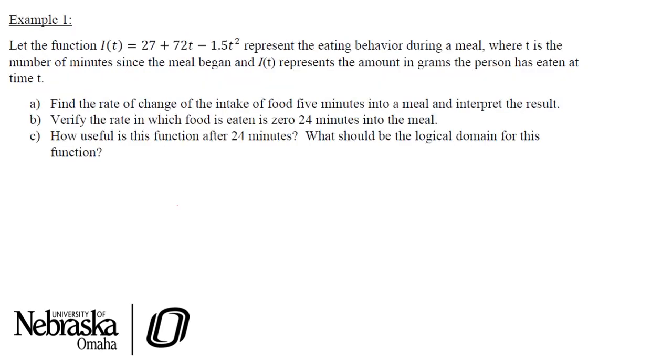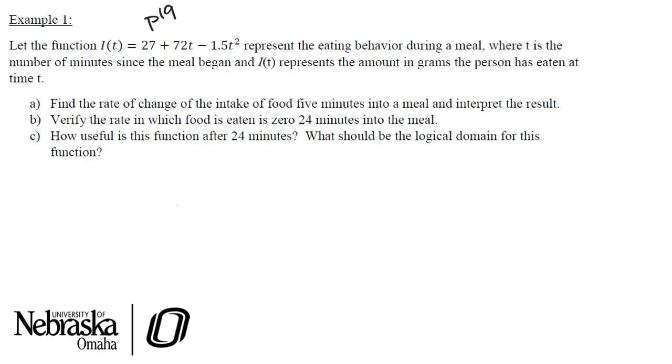So let's look at an example. We are on page 19 of your course notes, if I didn't mention that before. The function I of t equals 27 plus 72t minus 1.5t squared represents the eating behavior during a meal, where t is the number of minutes since the meal began, and I of t represents the amount in grams the person has eaten at time t. Find the rate of change of the intake of food 5 minutes into a meal and interpret the result.